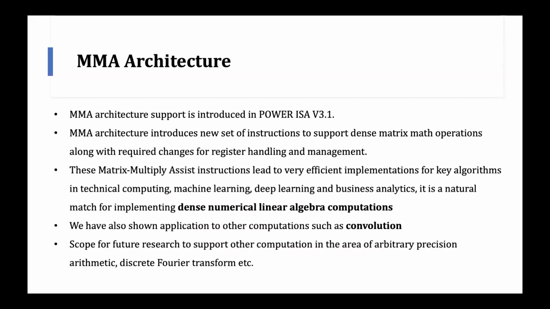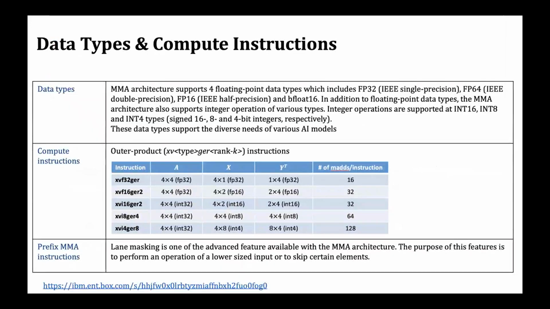So that way, this is the foundational piece that we have put into the Power ISA to support future requirements. Not in terms of data types, but in terms of compute instructions, right? Data types, as I said, it supports double precision, single precision, half precision and bfloat16, and also different forms of integer data types, from 16-bit to 4-bit. Those are the data types it supports.